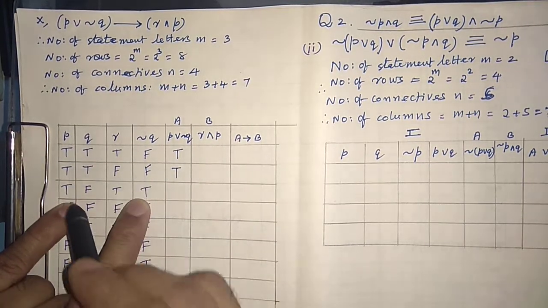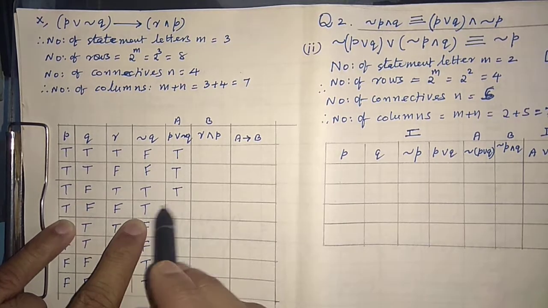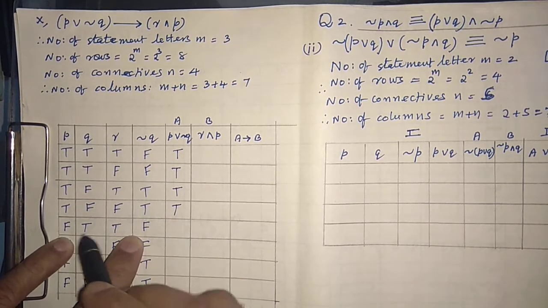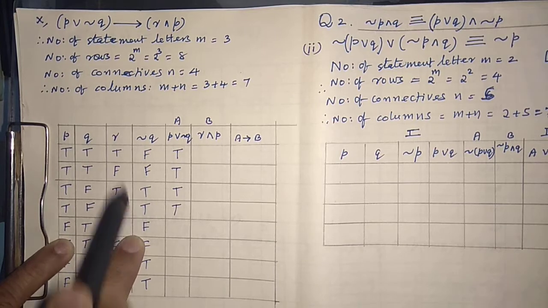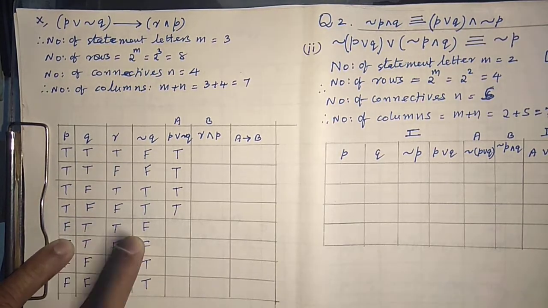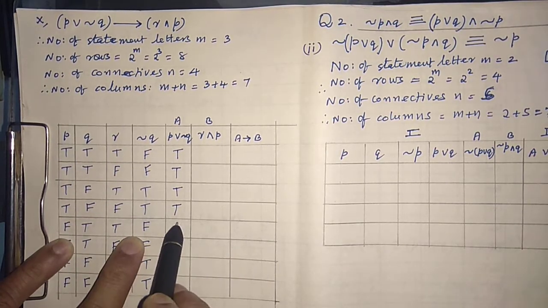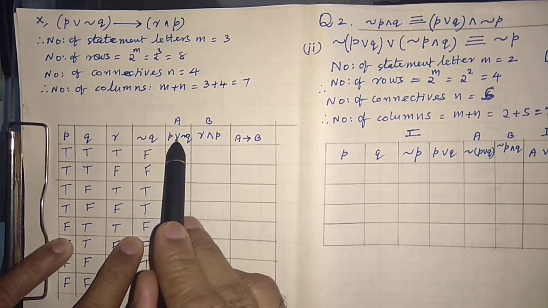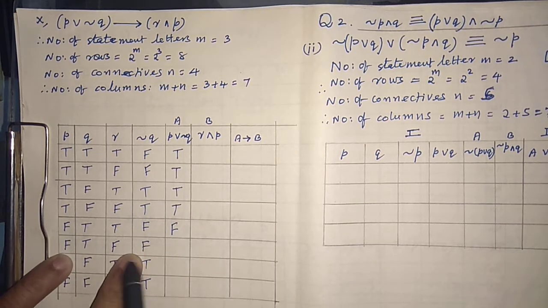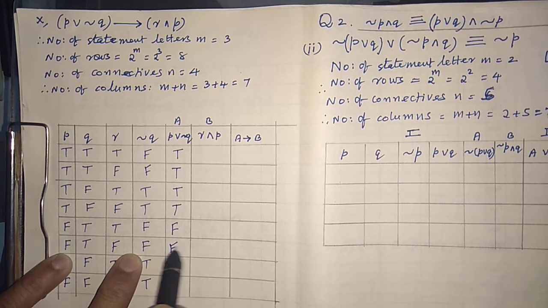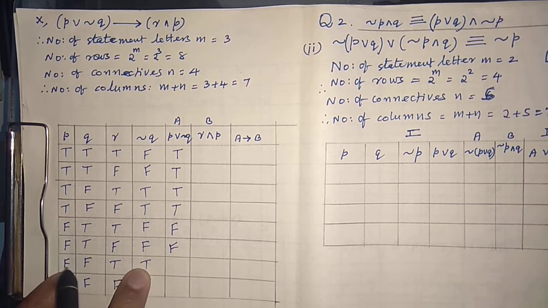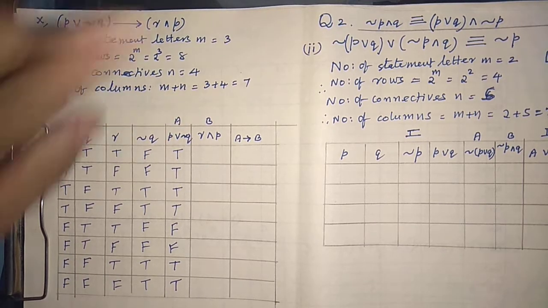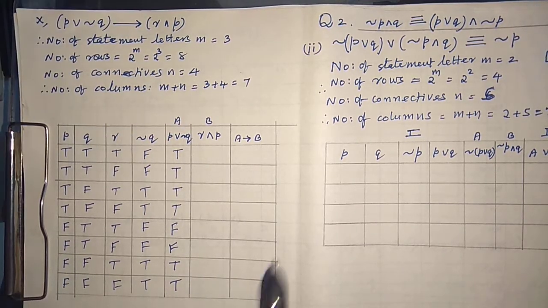T is there. Both are F, so F. These two we are considering F, F, F. Only when both are F in disjunction, then only F. Here also both are F. Both are not F, see this is F but it is T. At least one T, so T. In disjunction, if at least one T is there, it is T.